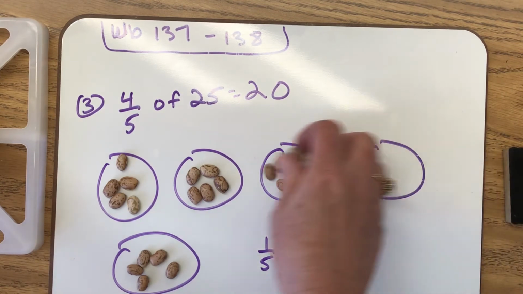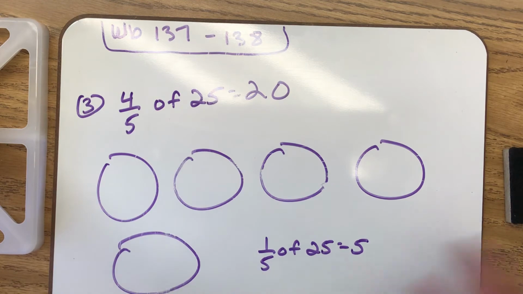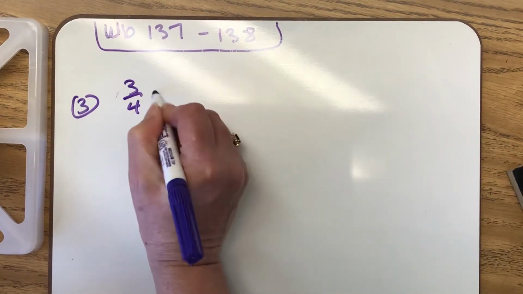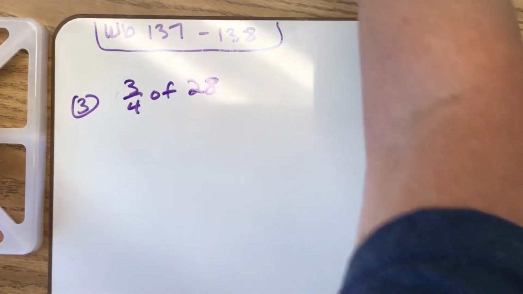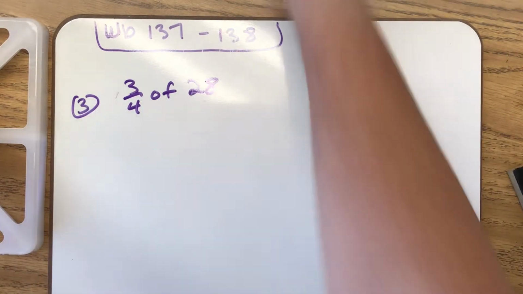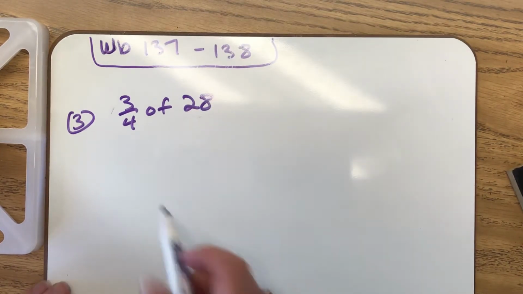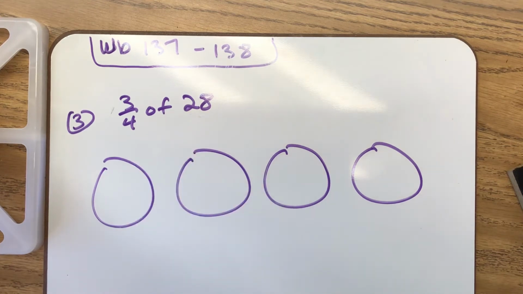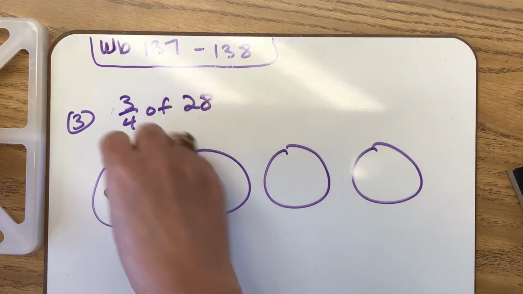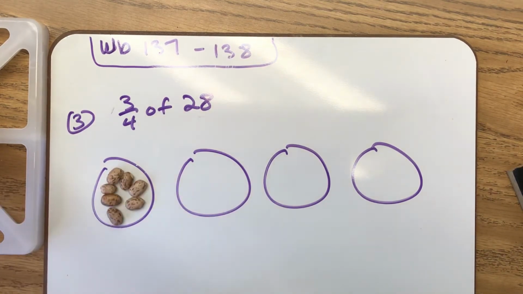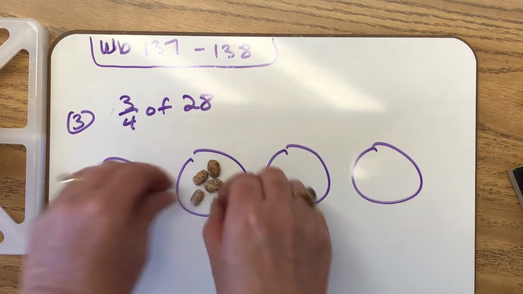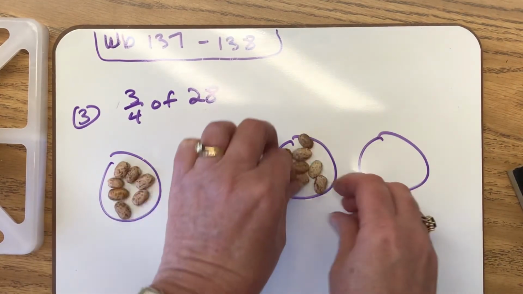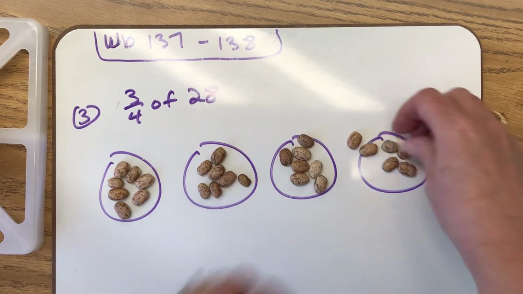All right, we'll do one more problem, number 7 on page 139, which asks us to find 3/4 of 28. So I need to get 3 more beans, because I had 25, so now I have 28, and I'm doing 3/4, so I have to have 4 sets. So 1, 2, 3, 4. And 28 divided by 4 is 7. So I will put 7 beans in each circle. Okay, there's 7 in each one now.